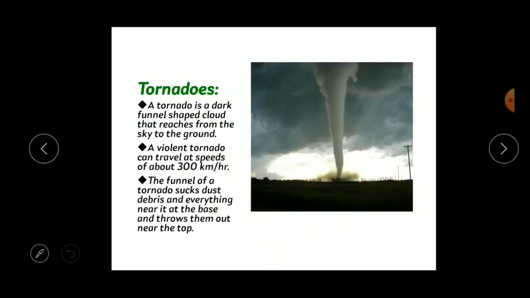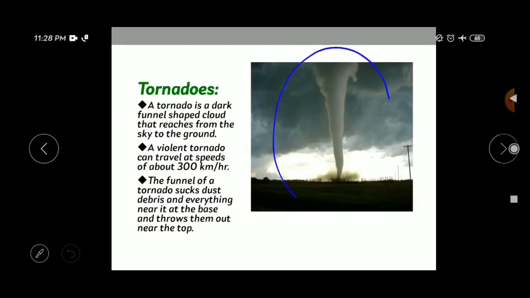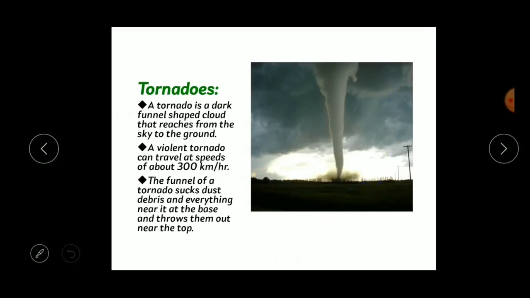A tornado is a dark funnel shaped cloud that reaches from the sky to the ground. Here you can see a picture of a tornado. It looks like a funnel, broad here and narrow here. Most tornadoes are weak, but some tornadoes can travel at speeds of about 300 kilometers per hour.